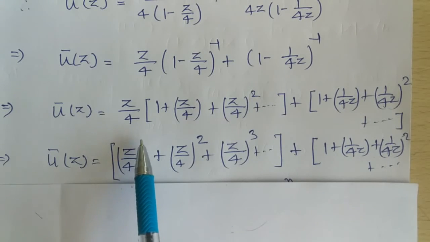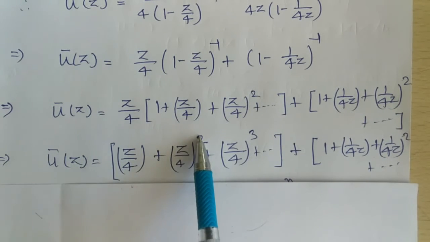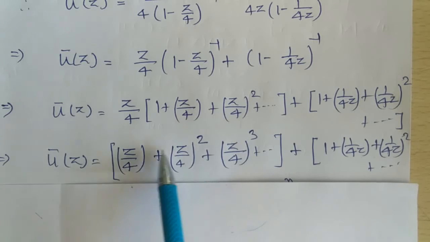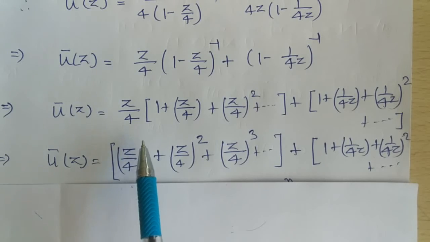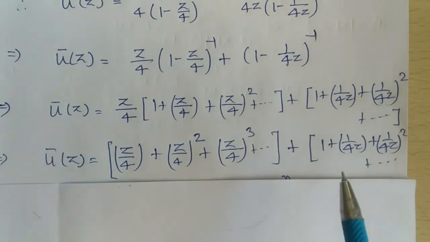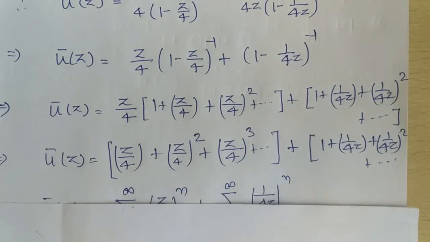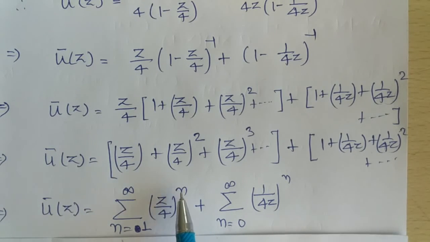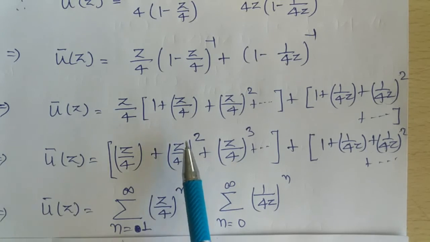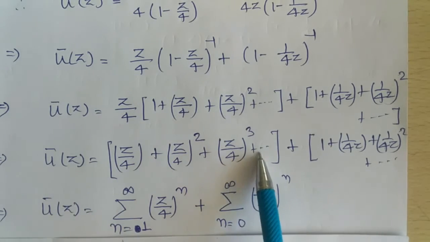So here z by 4 power 1, z by 4 whole power square, z by 4 whole power cube. So we can write summation of z by 4 whole power n, where n starts from 1, 2, 3 and so on. And here we have u bar z as summation of z by 4 whole power n, where n starts from 1 and goes up to infinite. For n equal to 1 we get z by 4, plus for n equal to 2 we get z by 4 whole square, plus for n equal to 3 we get z by 4 whole cube and so on.